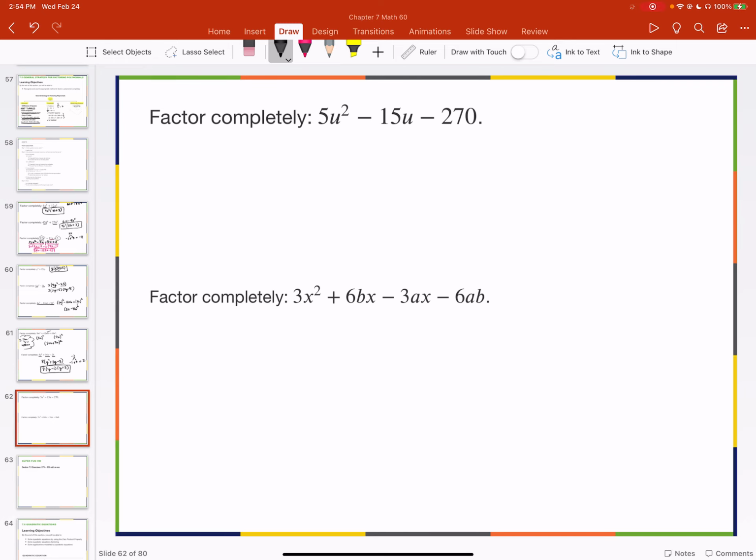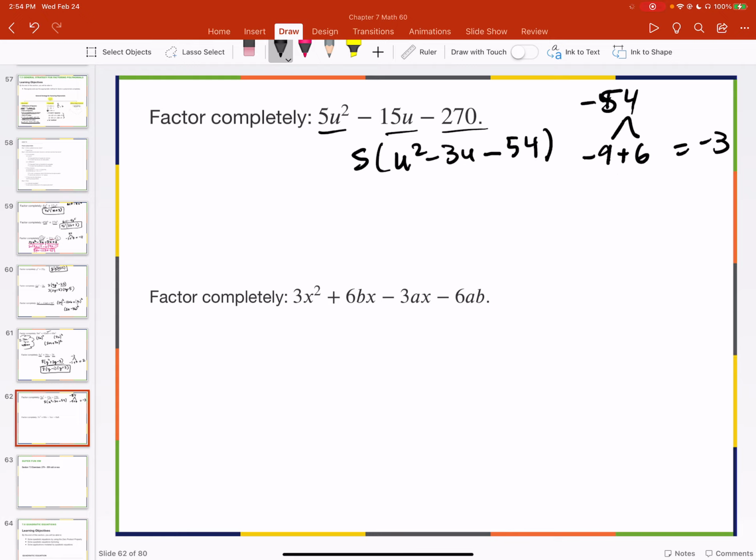All right, 2 more for this section. Here we have a GCF of 5. What's left is u squared minus 3u minus 54. So what are the factors of negative 54 that when I combine them, I get negative 3? Let's think about that. 54 is 9 times 6, right? So negative 9 times a positive 6 becomes negative 54, and when I combine them, I get negative 3. So that's perfect. Then I can rewrite this as u minus 9, u plus 6. And that's it for this one.